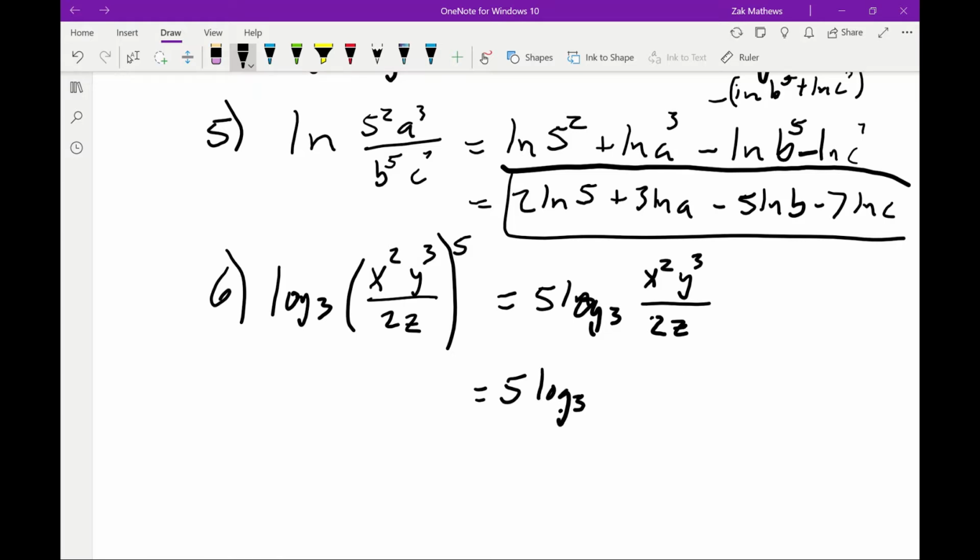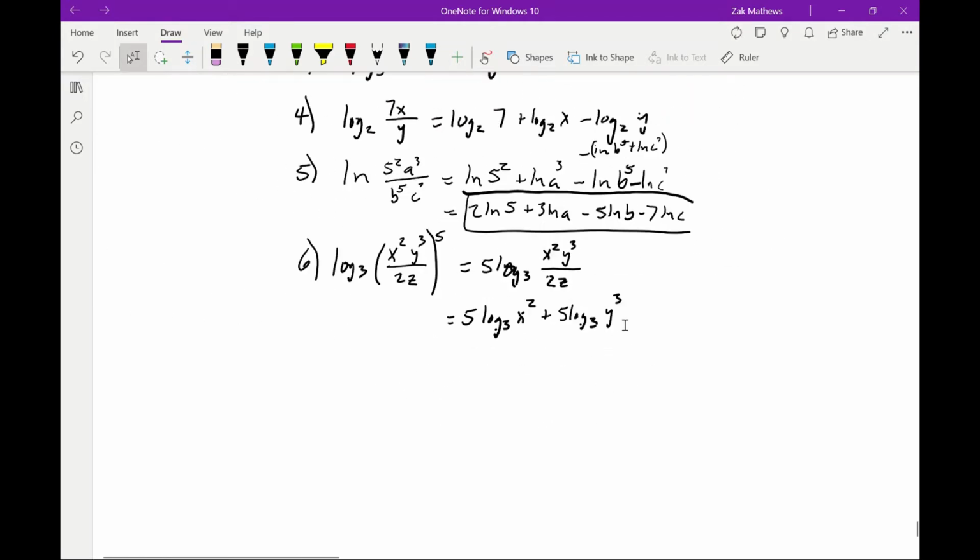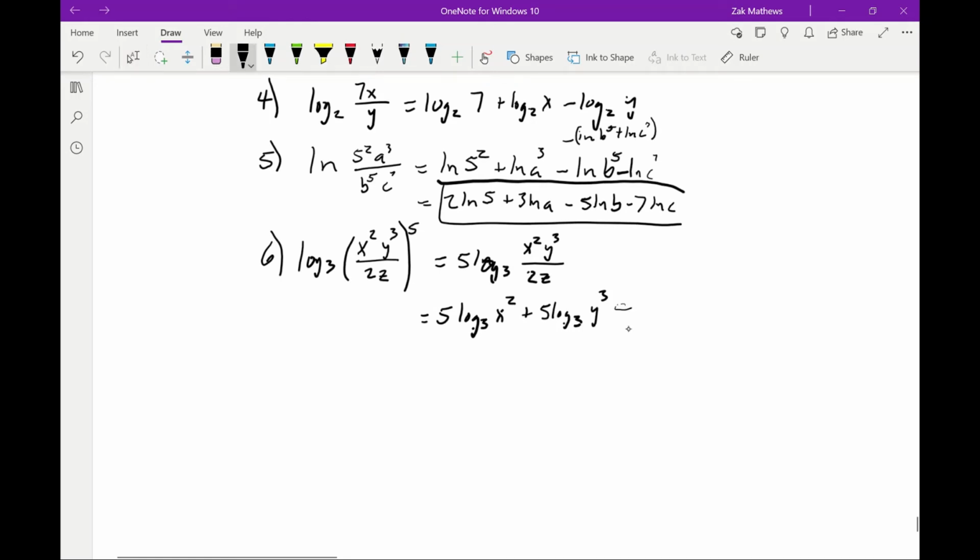So we'd have 5 log base 3 of x squared plus 5 log base 3 of y cubed. I have to scroll over a little bit here. Let me just zoom out a little bit so it's easier to see everything. There we go. Minus 5 log base 3 of z, minus 5 log base 3 of, let me do the 2 first, just keep it in order, 2 and then the z.